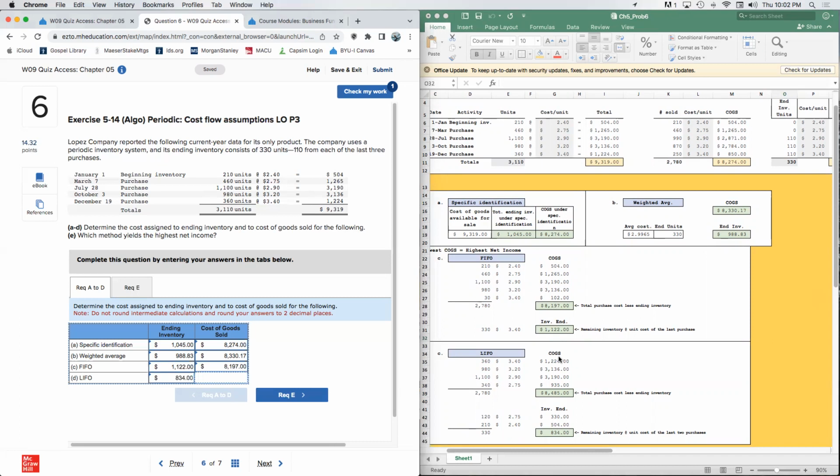And the cost of goods sold will simply again be the difference between our total purchase price and our ending inventory. So 9,319 less 834 equals $8,485.